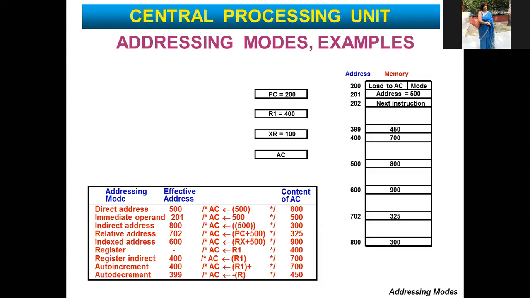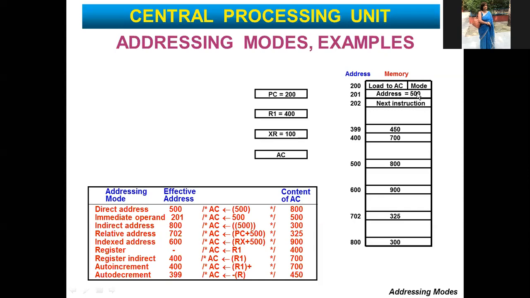Again, in case of immediate operand, what two components do we have to find out? One, we have to find out the effective address. Another, we have to find out the content of AC. So now we have to find out the immediate operand. What is the definition of immediate operand? It says that the address part itself works as the value of operand.